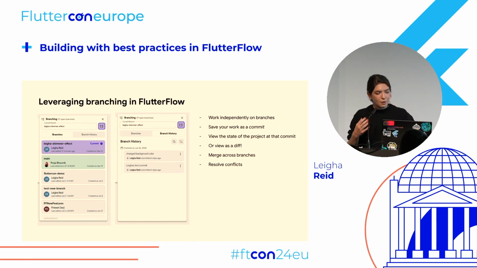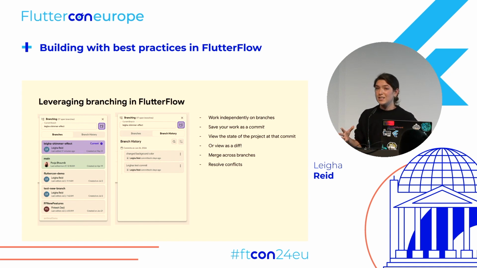So in FlutterFlow, I can create a new branch, I can close a branch, I can merge branches into main, and soon you'll be able to merge across other branches. And we recently launched the ability to create a commit. So you just give your commit a name and you see it available in the branch history.